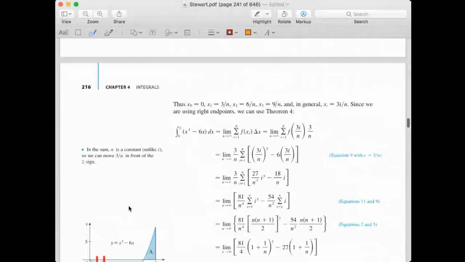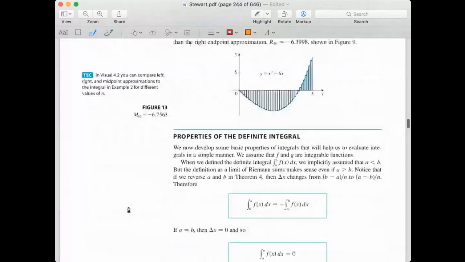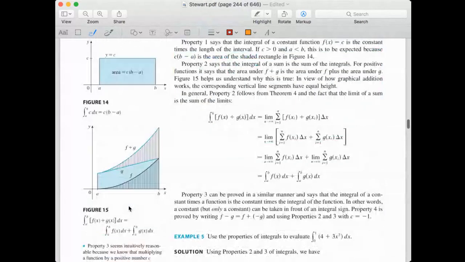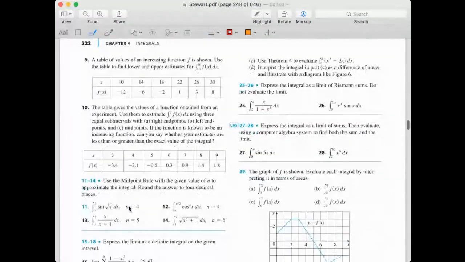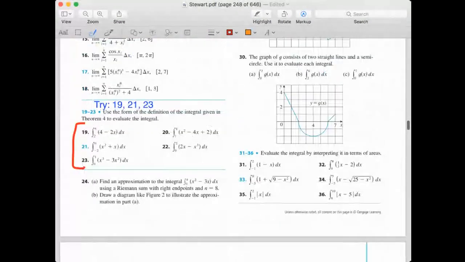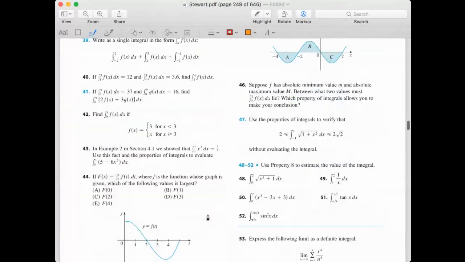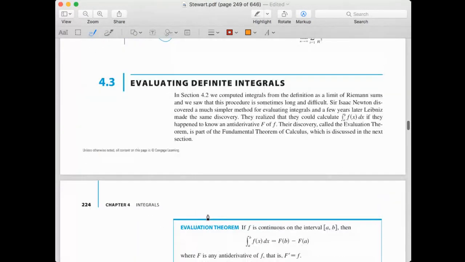But now, since it seems most of you know the fundamental theorem of calculus already, let's just talk about that. That's like a shortcut. We don't really have to go through the definition or this heavy calculation, because we have something called the fundamental theorem of calculus. Okay, so 4.3, evaluating definite integrals.